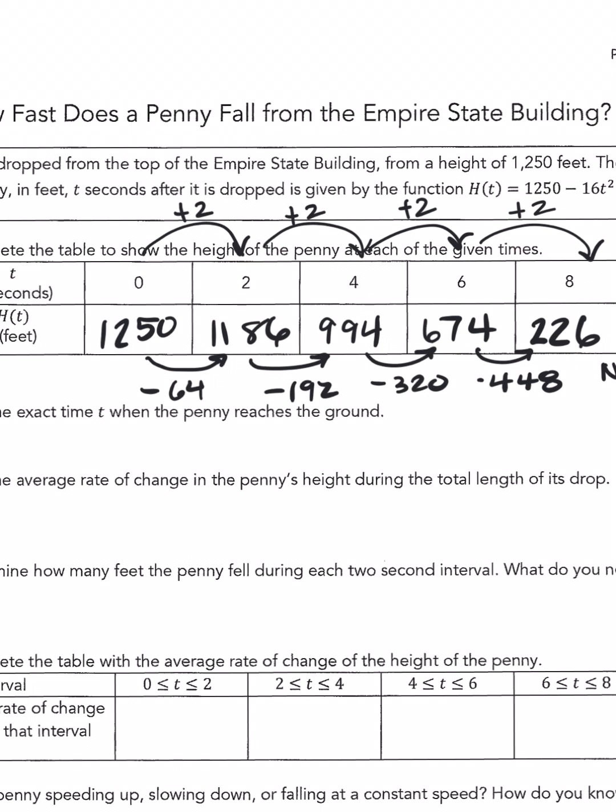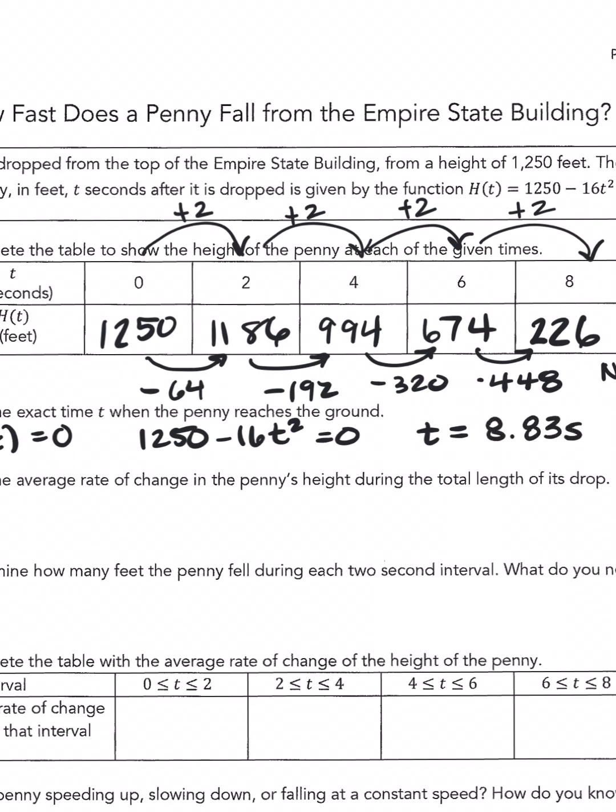So now it says find the exact time when the penny reaches the ground. That would be when height is what? 0. Yep, so we said h of t equal to 0. In other words, we are looking for an x-intercept, aren't we? All right. Don't forget, that's what that means. So we set 1250 minus 16t squared equal to 0. And we get t equals approximately what? 8.83.